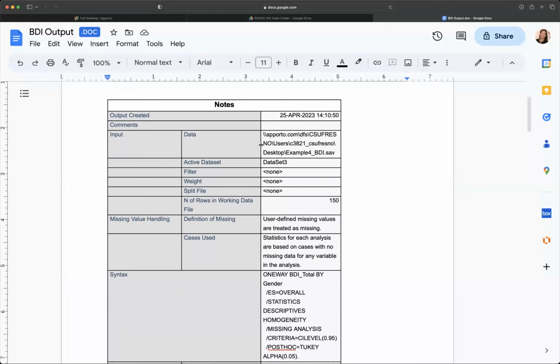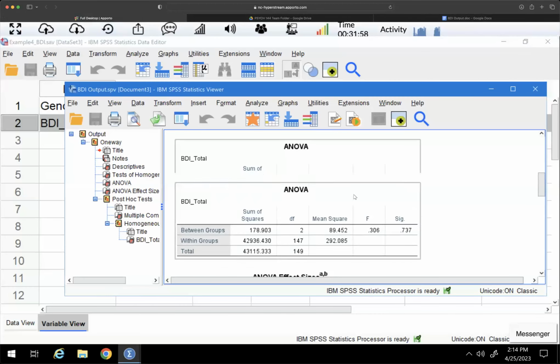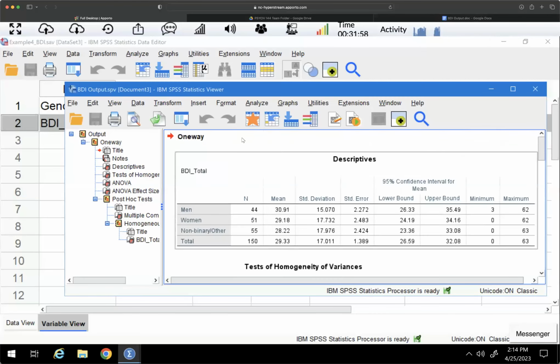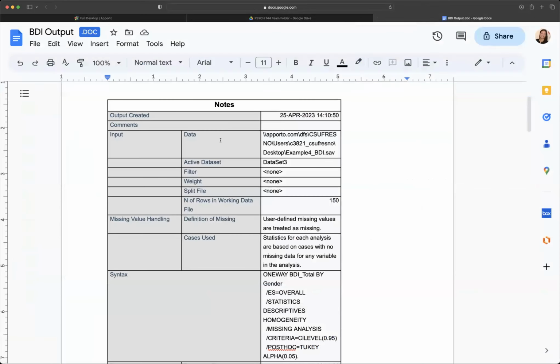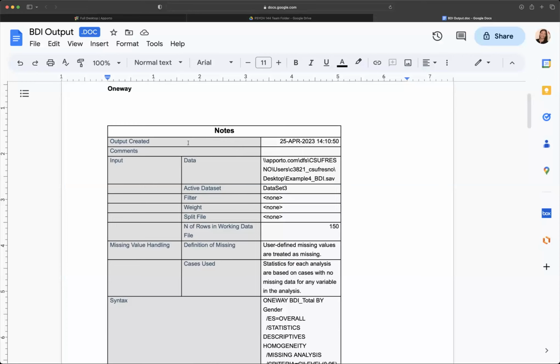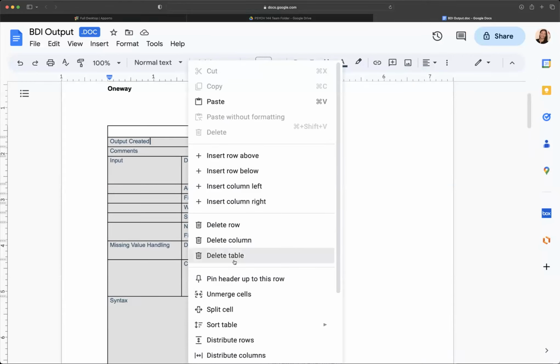You'll notice that there's a difference in the way that it looks. So here it goes straight into ANOVA, to one-way ANOVA. And then in this one, we have this table. So we need to delete this table. It's not useful. I'm going to right click and say delete table.